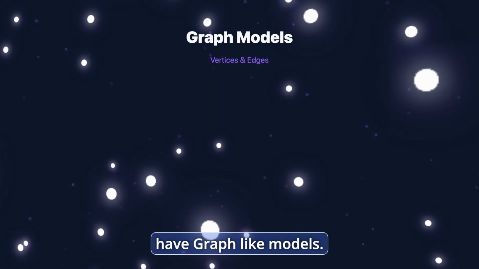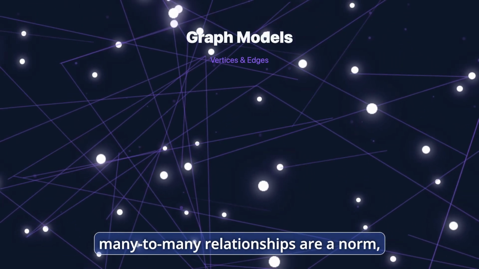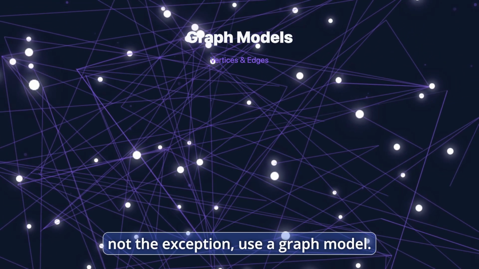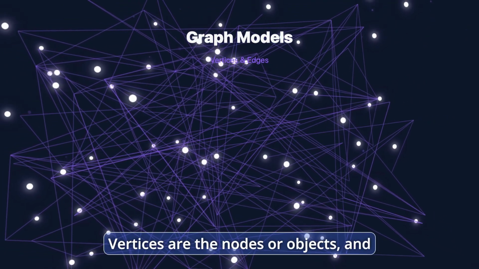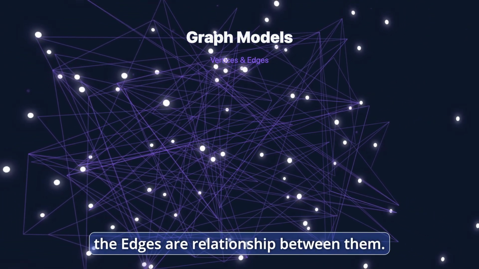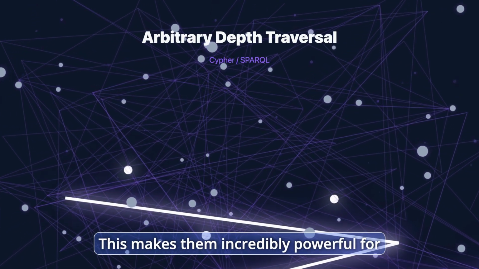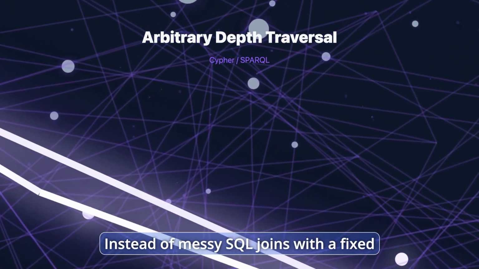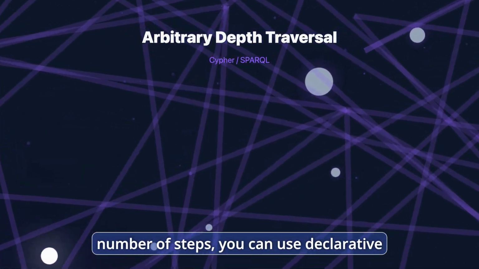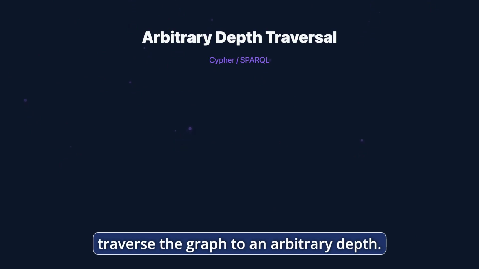Additionally, we also have graph-like models. If your data is so interconnected that many-to-many relationships are the norm, not the exception, use a graph model. A graph model consists of vertices and edges. Vertices are the nodes or objects, and the edges are the relationships between them. In a graph, anything can be connected to anything. This makes them incredibly powerful for social networks, fraud detection, or tracking the food chain. Instead of messy SQL joins with a fixed number of steps, you can use declarative languages like Cypher or SPARQL to traverse the graph to an arbitrary depth.